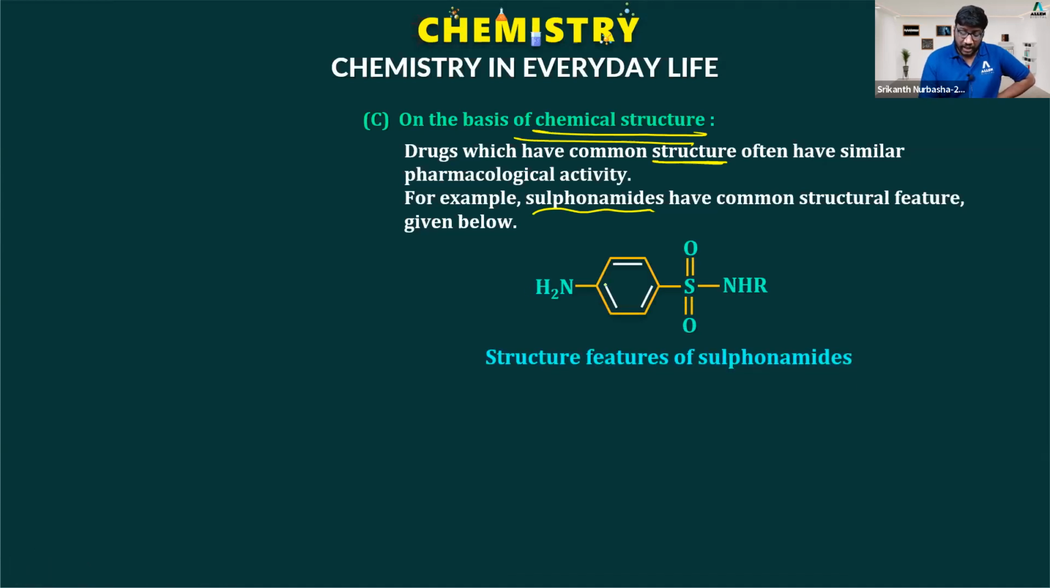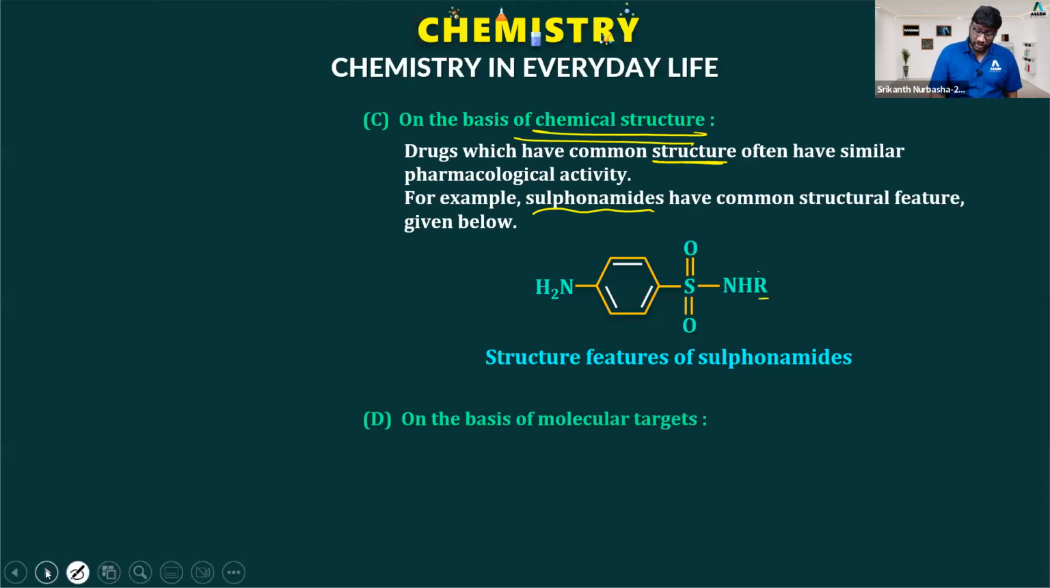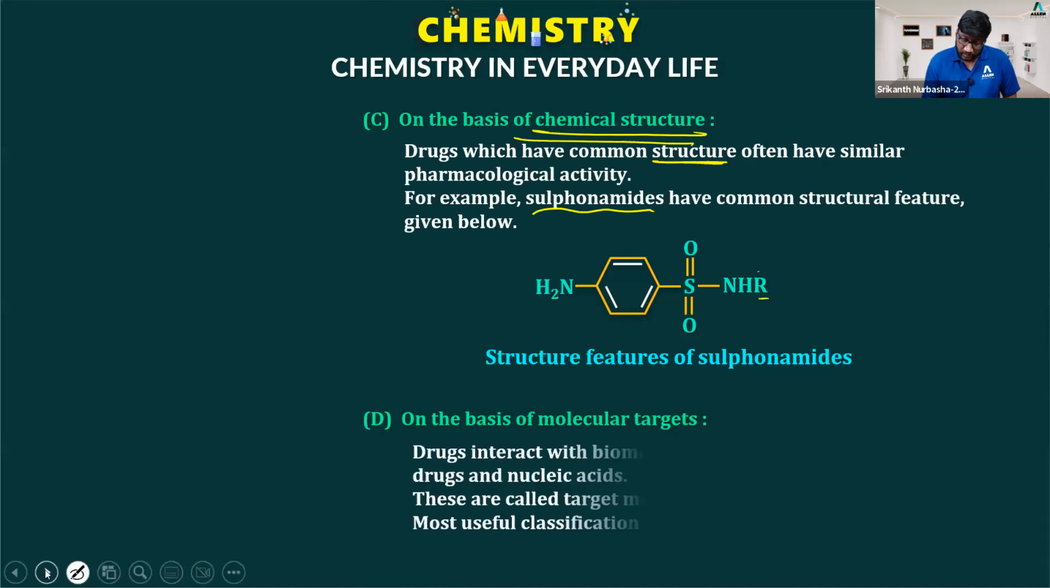Sulfonamides: NH2, C6H4, S double bond O, S double bond O, NHR. If you change the alkyl group R, it will be a different type of sulfonamide. This is a general structure of sulfonamide. If I change the alkyl group R, that generates a different compound, but this is the basic unit of sulfonamide, the repeated structure. So on the basis of chemical structure you can classify, on the basis of drug action you can classify, on the basis of pharmacological effect you can classify, and then comes the basis of molecular targets.